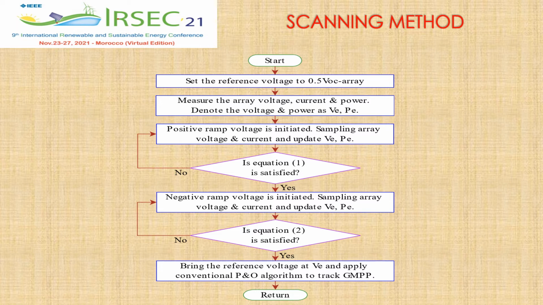This diagram is for scanning method. In this method, algorithm starts scanning from middle of the PV curve towards the right direction until satisfying of an end criteria, and after that scans from right to left direction until satisfying of an end criteria. During scanning process, array voltage is continuously sampled and corresponding voltage and current are recorded. At any instances, if power is greater than previous maximum power, then corresponding power and voltage are updated. At end of the scanning process, reference voltage is brought at voltage corresponding to maximum power, and conventional P&O algorithm is applied to track the GMPP.